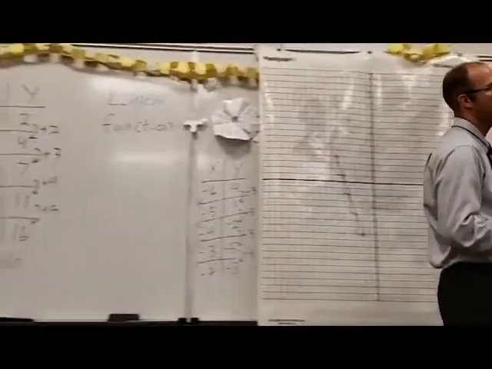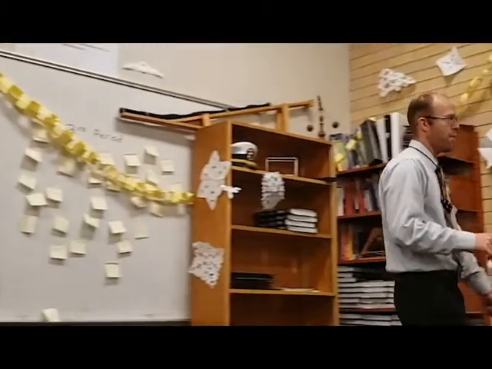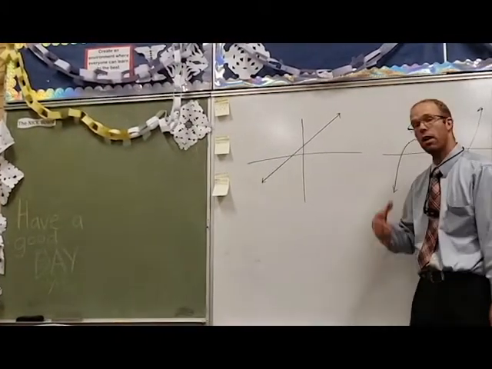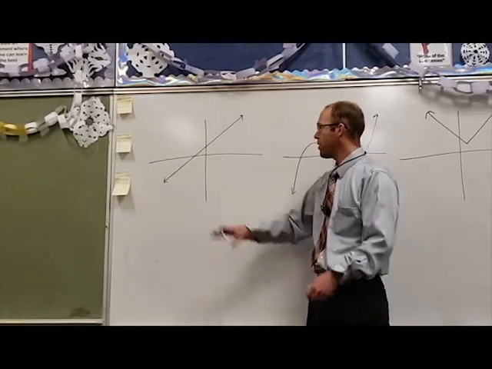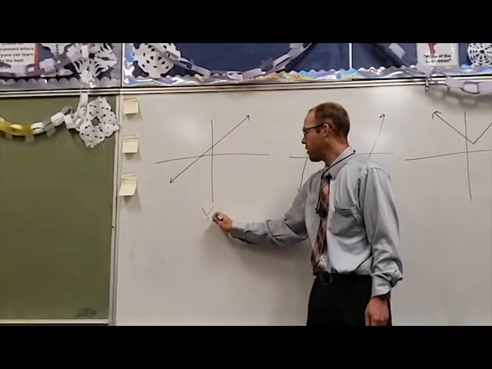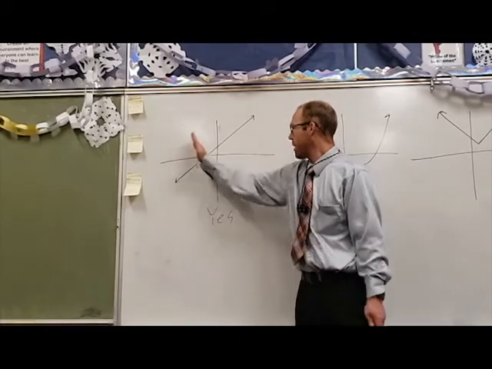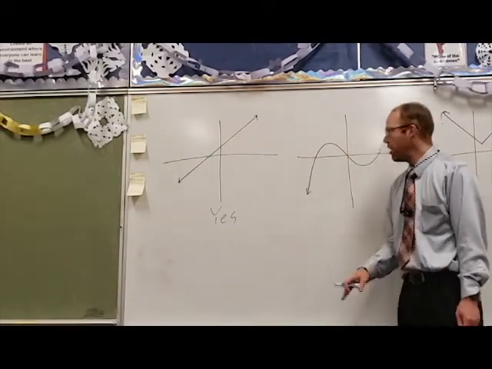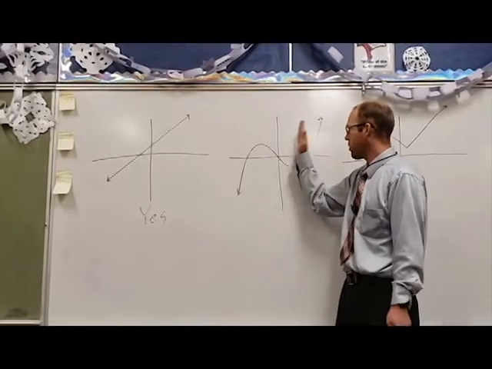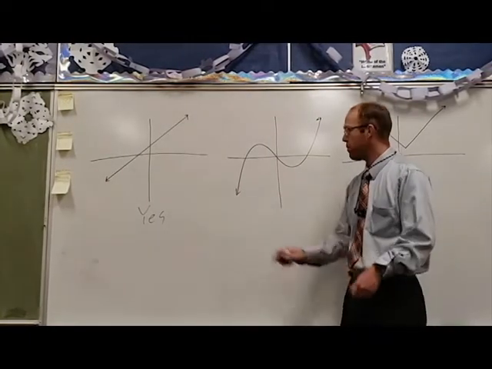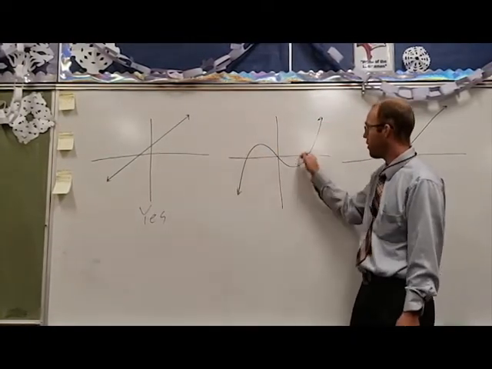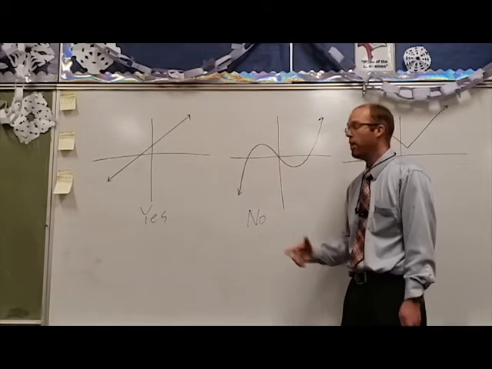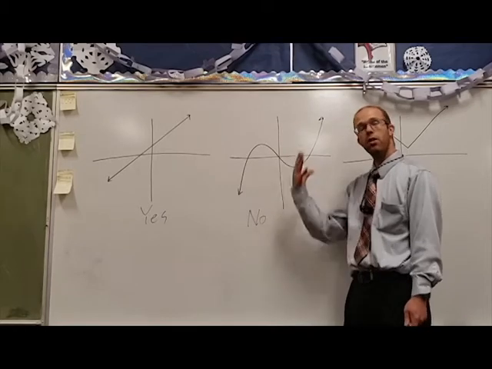I've got a bunch of examples of graphs right here, so let's take a look at each one of these. Now remember, we're seeing, are they a linear function? This one is a straight line, so yes, it is a function because it passes the vertical line test. So yes, this is a linear function. This one, again, passes the vertical line test, so it is a function, but it is not linear. You can see the curve happening here. So no, this one is not a linear function.